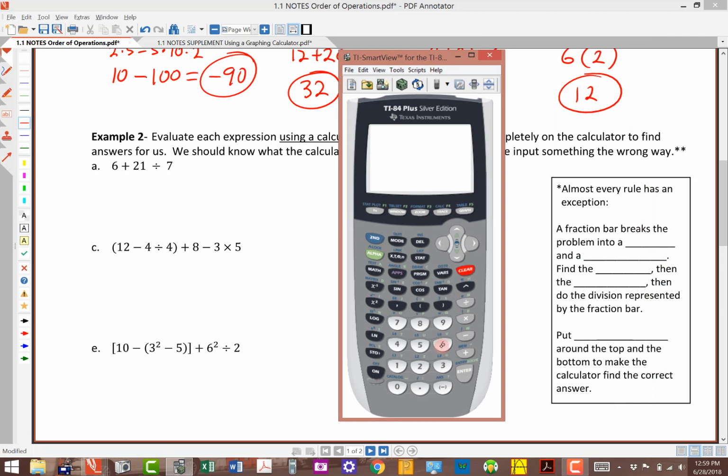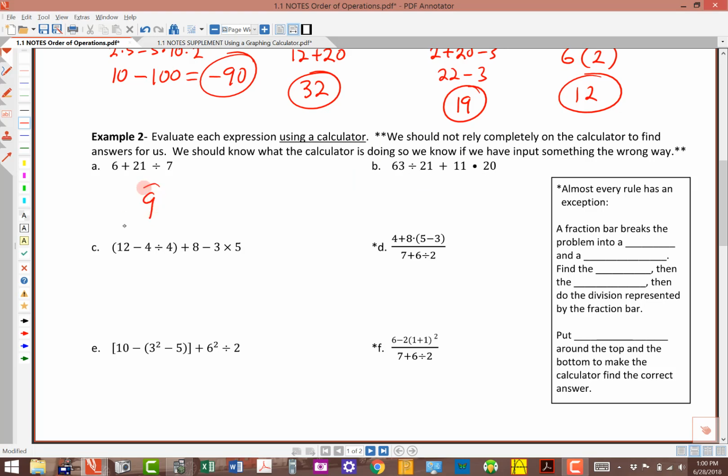Nice home screen here. So this is going to be 6 plus 21, and then I'm going to hit divide by 7, and we get 9. Now that shouldn't be a surprise because we're going to do the division first. That's going to be a 3. 6 plus 3 is 9. So I'm going to put a 9 right here.